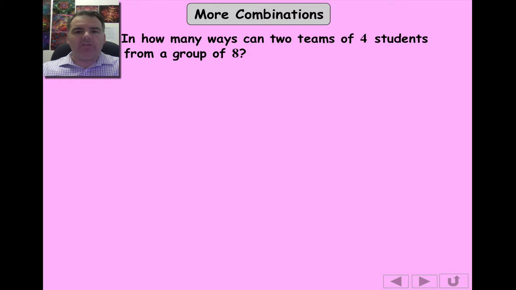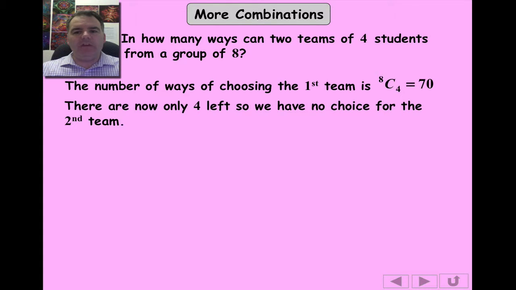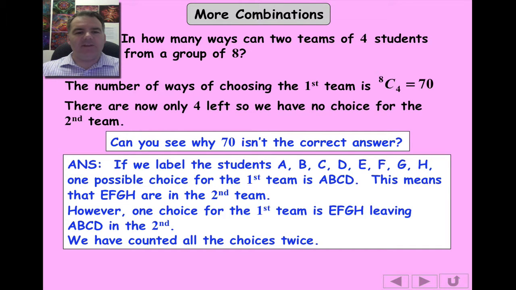In this example, how many ways can 2 teams of 4 students be made from a group of 8? This is a bit tricky. To choose the first team, we've got 8C4, 70 different ways of doing it. So there's only 4 people left, so there's only 1 choice for the second team. But that's not the correct answer. And this is tricky. If we were actually to label the students, one possible choice for the first team is A, B, C, D, and that's E, F, G, H in the second team. However, if one choice for the first team is E, F, G, H, leaving A, B, C, D in the second, so we've counted all the choices of teams here in first team and second team twice. So we'd have to divide our answer by 2, so that's 35.